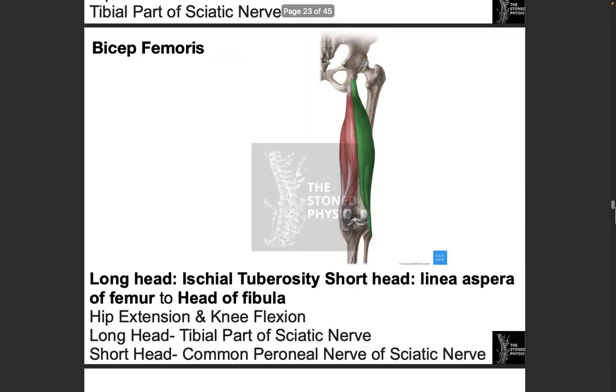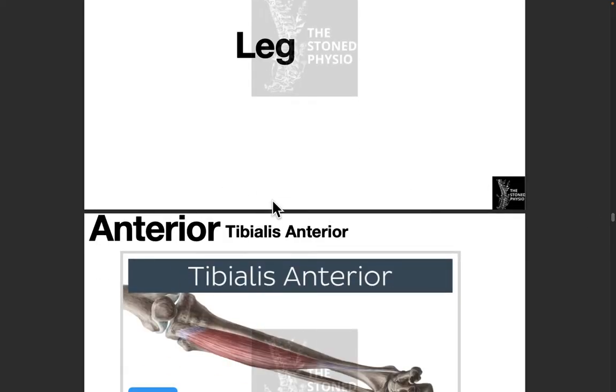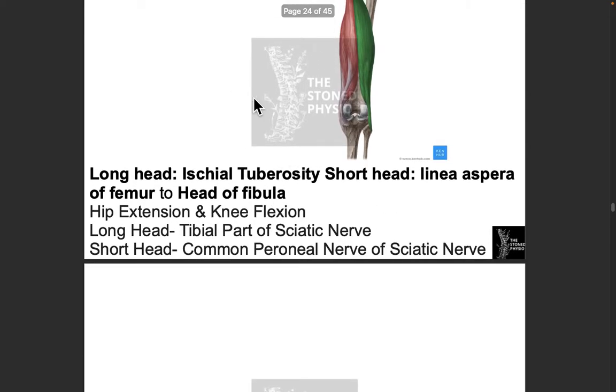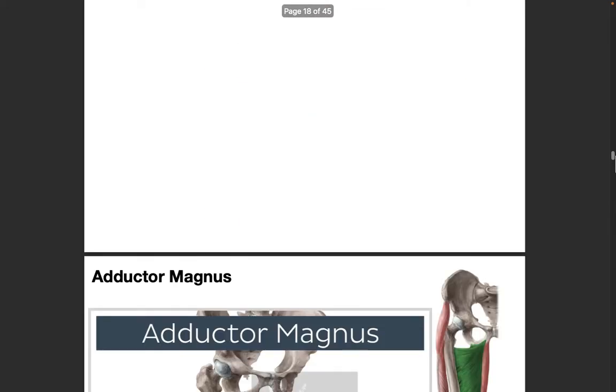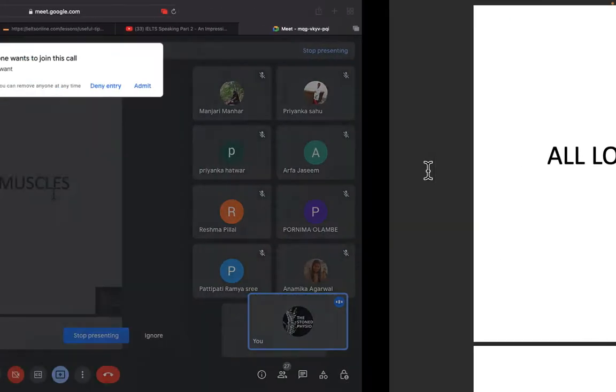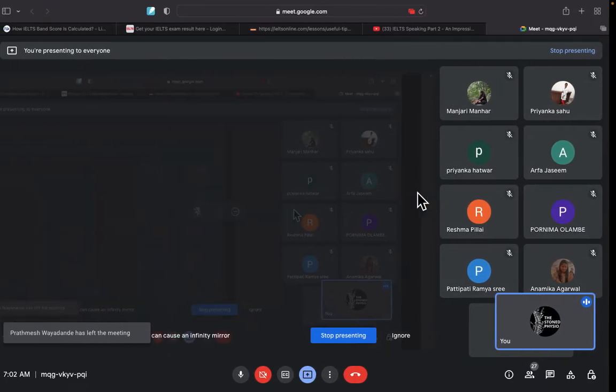We'll cover till the thigh region, and the leg muscles, the muscles below the knee, we will cover tomorrow. We'll be talking about their attachments and their nerve supply, and their functions and all those things. Let me start then.